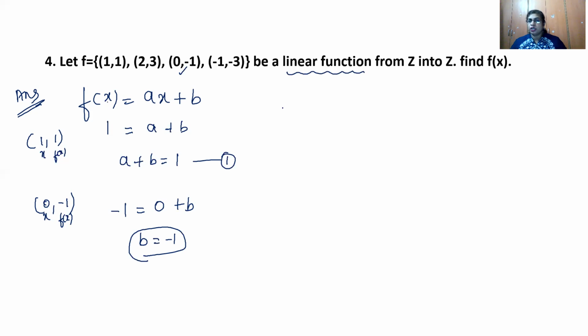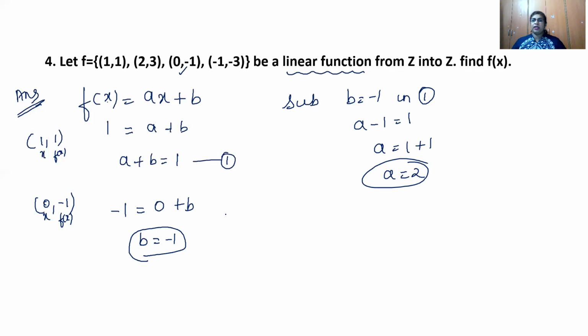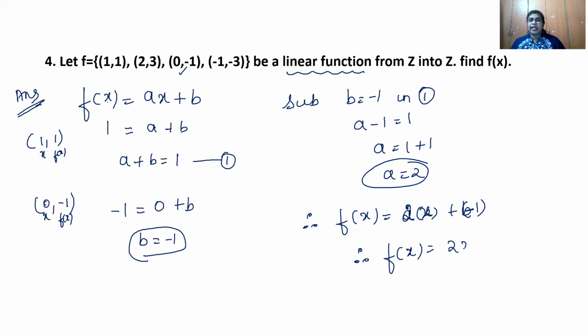Next, substitute b is equal to minus 1 in equation 1. So what are you going to get? You're getting a minus 1 is equal to 1. So a is equal to 1 plus 1, so a is equal to 2. So I got the values of a and b, substitute in f of x. Therefore f of x is equal to a into x plus b. a is 2, isn't it? So 2 into x plus b value, which is minus 1. Therefore f of x is equal to 2x minus 1. This is the answer for the fourth one.